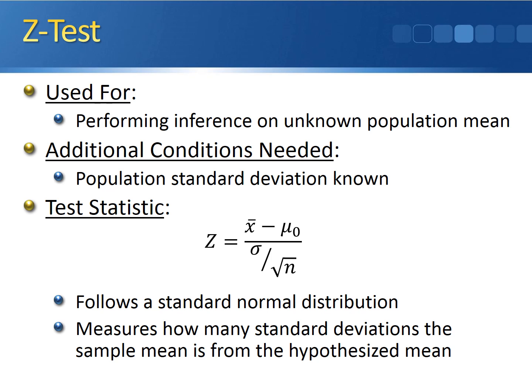There are a number of other tests that we're going to cover throughout the next couple of weeks, but for right now, focus on this scenario. An unknown population mean where we know the value of the population standard deviation. That is what your z-test is.